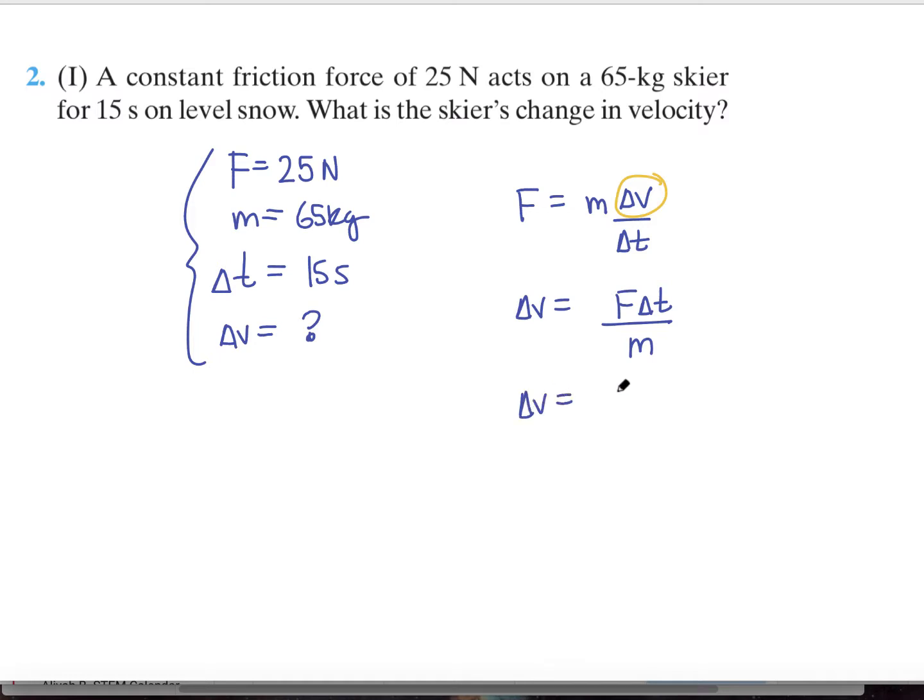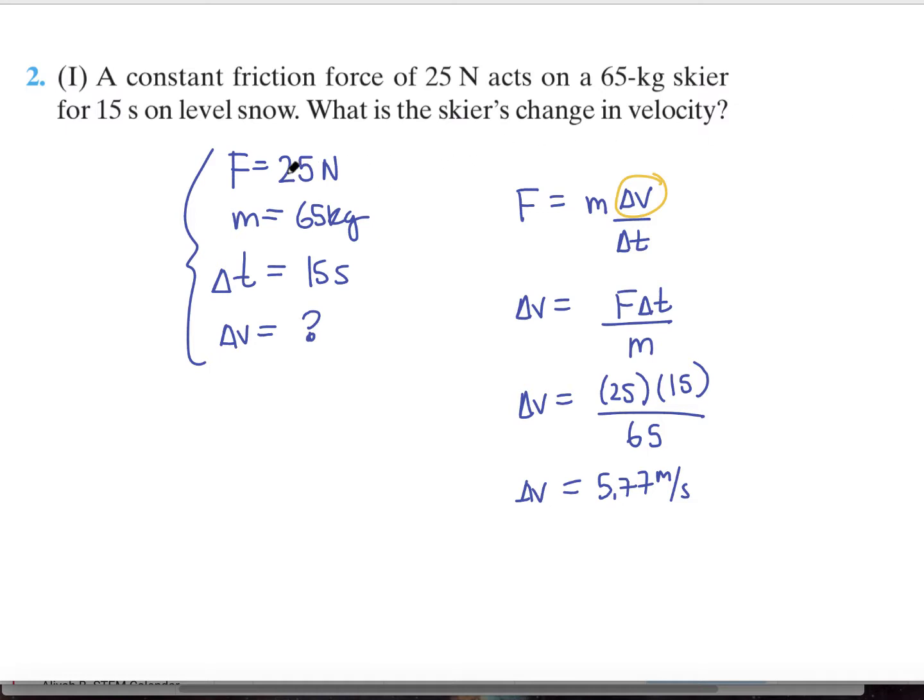So let's substitute. Our force of 25 newtons, and actually, now that we think about it, this is very likely meant to be a negative, but we'll address that when we get our number, over a time period of 15 seconds for a mass of 65 kilograms. So when we calculate our delta V, we see that our delta V is approximately 5.77 meters per second. And since this is a friction force, we know that it's actually going to be slowing down.